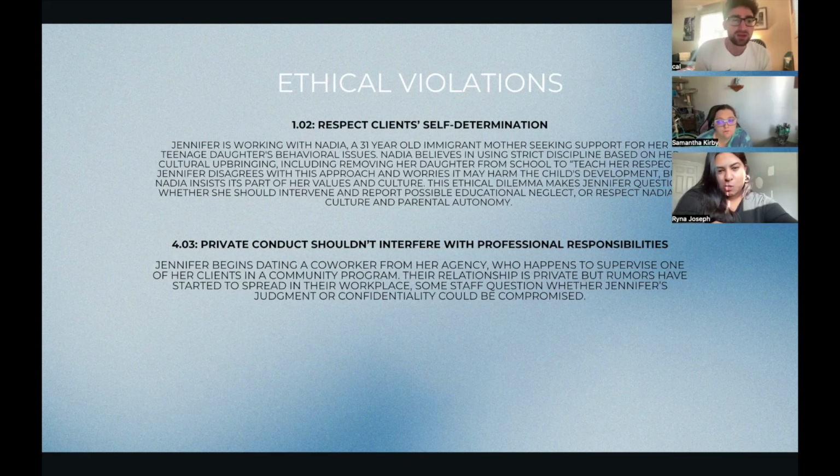And then we have standard 4.03, private conduct should never interfere with professional responsibilities. So in this situation, Jennifer has begun dating a coworker from her agency who happens to supervise one of her clients in a community program outside of the agency. Their relationship is private, but rumors have started to spread within their workplace and amongst the clients, and some staff are questioning whether Jennifer's judgment or confidentiality could be compromised because of the dual relationship with her coworker, who's also a supervisor of her client.